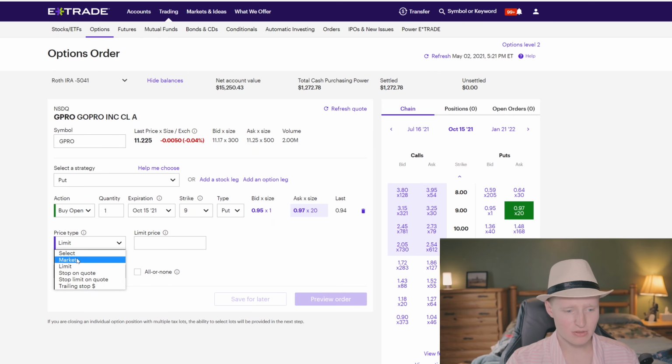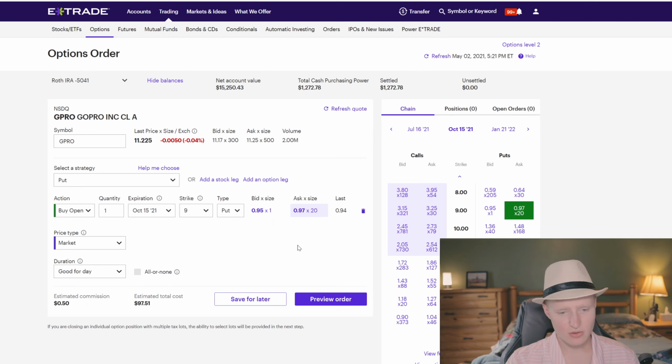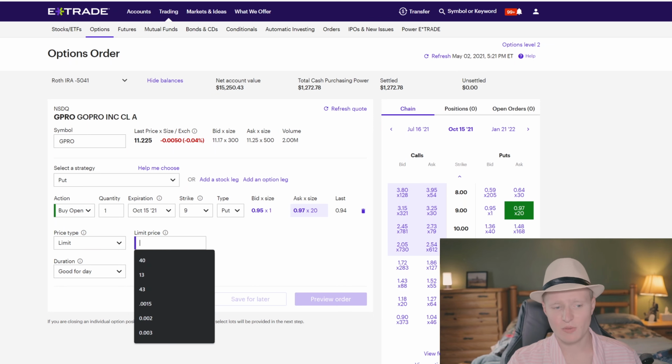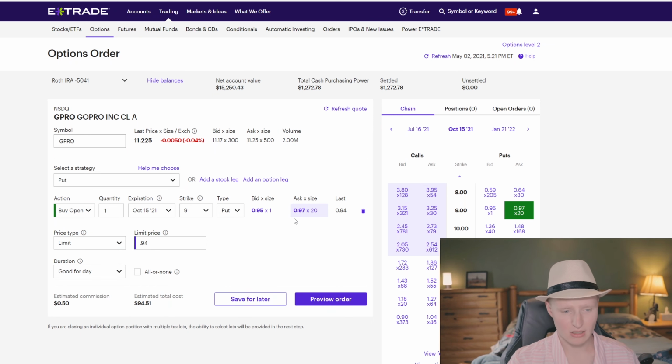And then what I like to do is I like to set this for a limit. Don't use market. The reason behind this is it's going to give you automatically the ask price, because it's going to want to get this filled right away. It's going to try and go to the market and just fill it for you immediately, which isn't always the best deal. So if you set this to a limit and then set this to 0.94, which was the last agreed upon price, you still have a pretty high expectancy of getting filled, but you're not going to be paying as much.